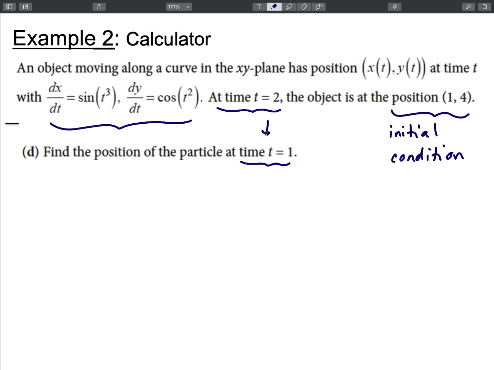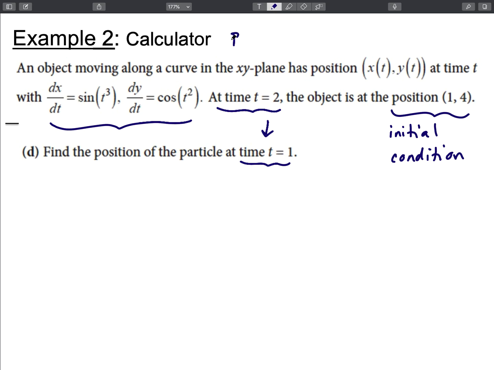But what about right here? If we were trying to find the position of the particle at time t equals 5, would you add or subtract? If it was t equals 5, then I would add, because I'm trying to find the position at a time value that happens after the initial condition. But in this case, since I'm trying to find the position of a particle at a time that's happening before the initial condition, I'm going to subtract. So I have to do it in two pieces. I've got to do something for x and something for y.